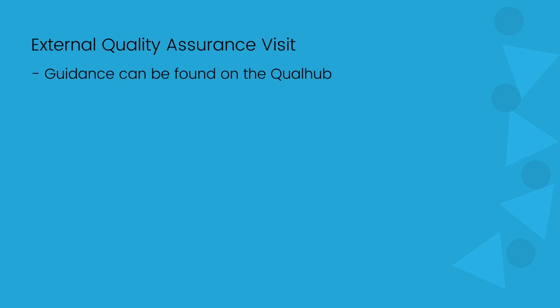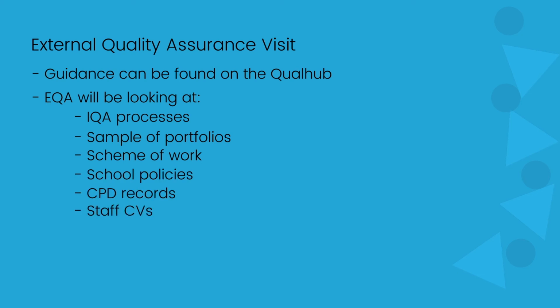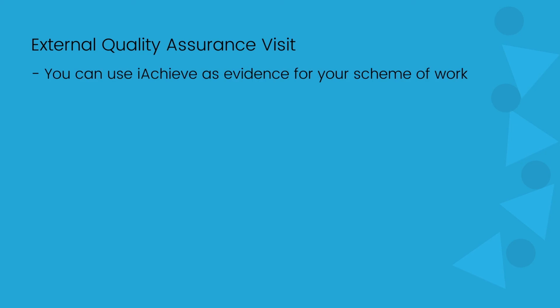Guidance on preparing for your EQA visit can be found on QualHub. The most important things your EQA will be looking at during your visit are your internal quality assurance processes and a sample of portfolios to check your assessment decisions. During your visit, your EQA may also want to look at things like your scheme of work, school policies, CPD records, and staff CVs. Please remember that you can use iAchieve as evidence of your scheme of work. All EQAs will be familiar with iAchieve.